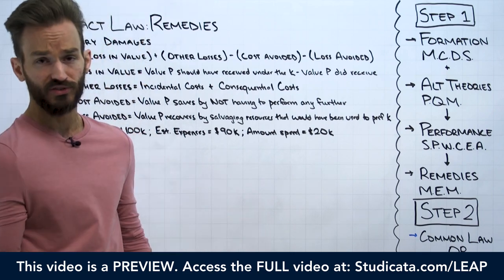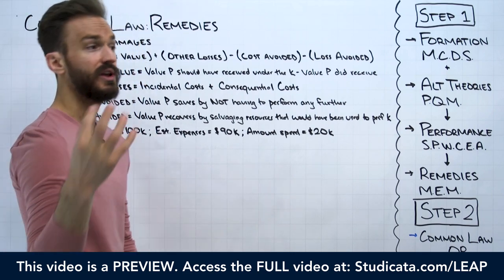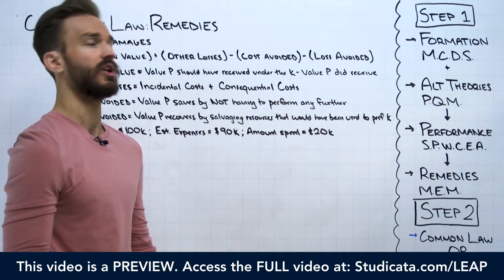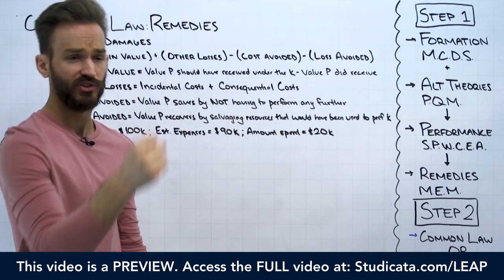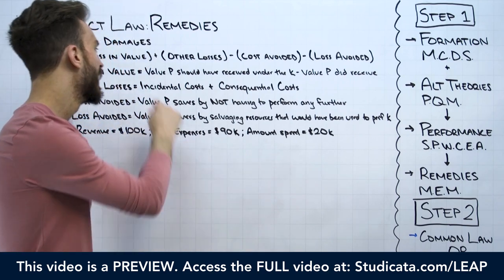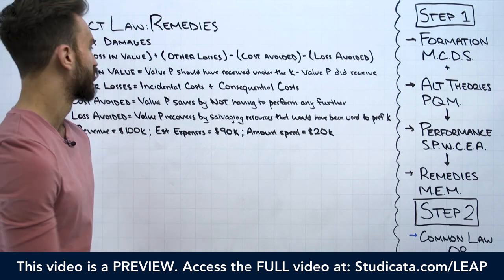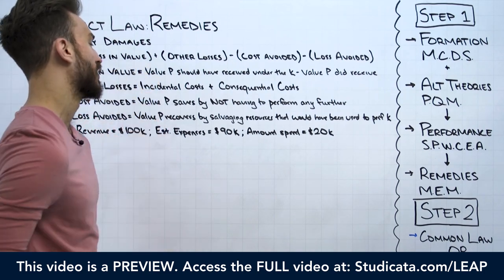He has to do something with this lumber. Can't just let it sit on the street. Has to go put it in a warehouse. If it costs $1,000 for him to store it in this warehouse until he can relocate the resources, that's an incidental cost he's going to get reimbursed for. So we add this to the loss in value equation.